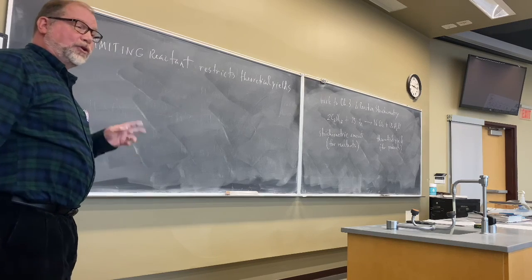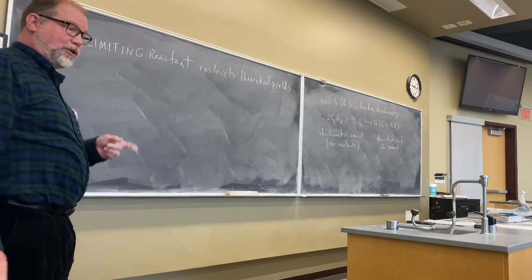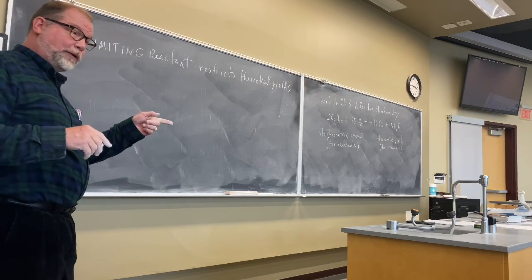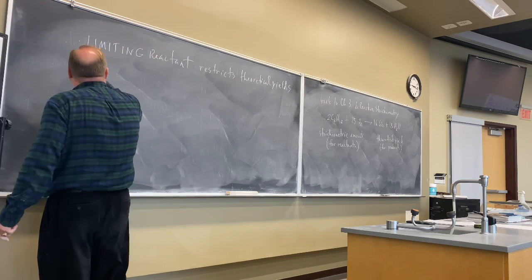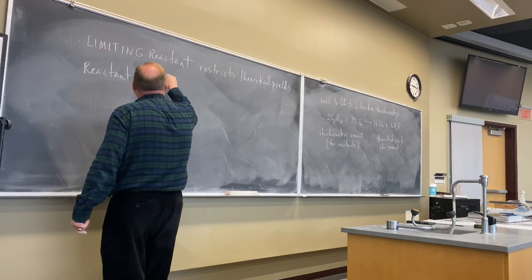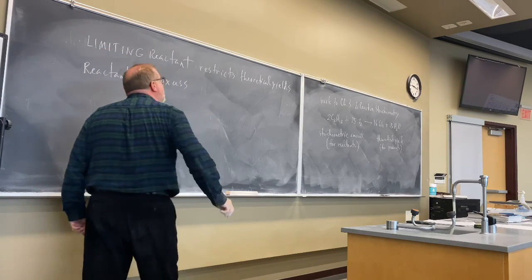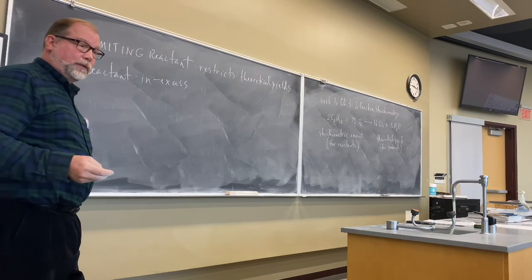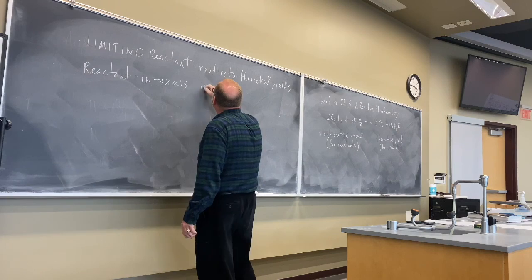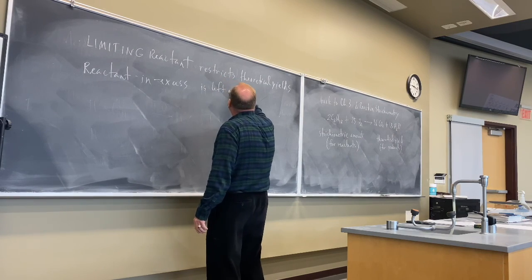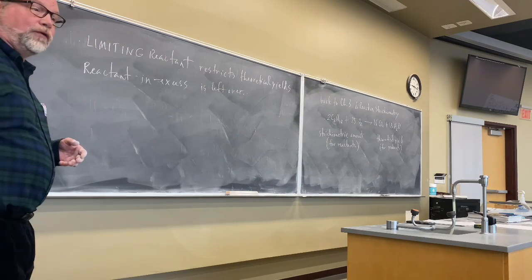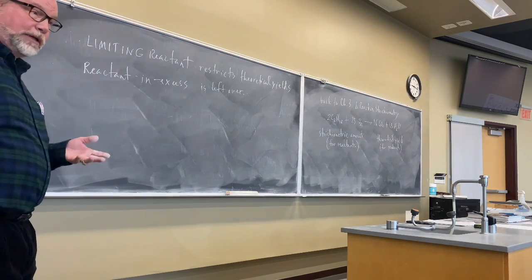All of the other reactants, and usually for our purposes here in Gen Chem 1, it's just going to be one other reactant. We're going to have one limiting reactant and one that's not limiting. The one that is not limiting, we call the reactant in excess, because it's going to be left over after our limiting reactant gets completely used up. And to help us with this, we're going to start off first with a non-chemical example.